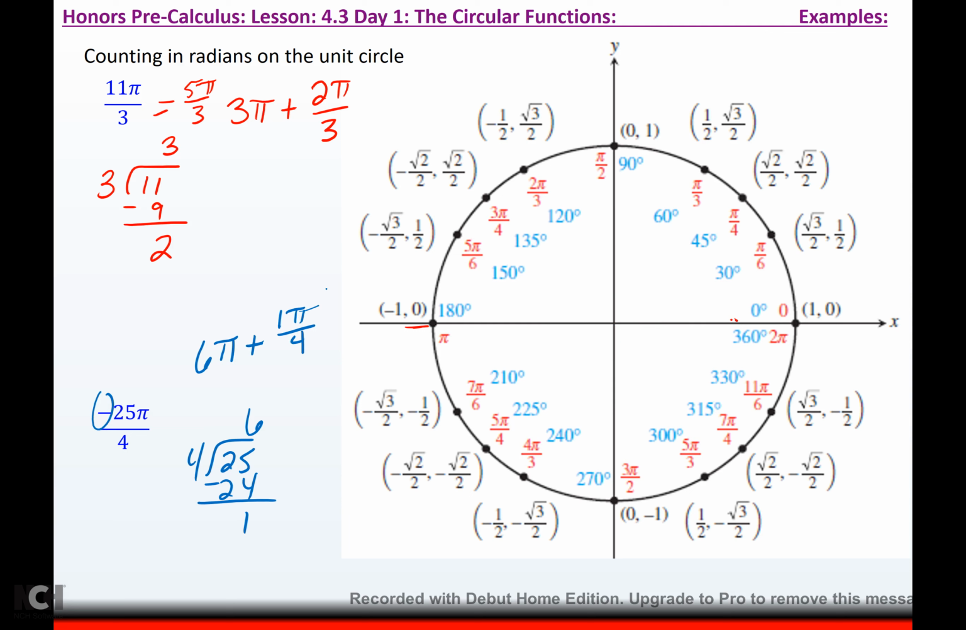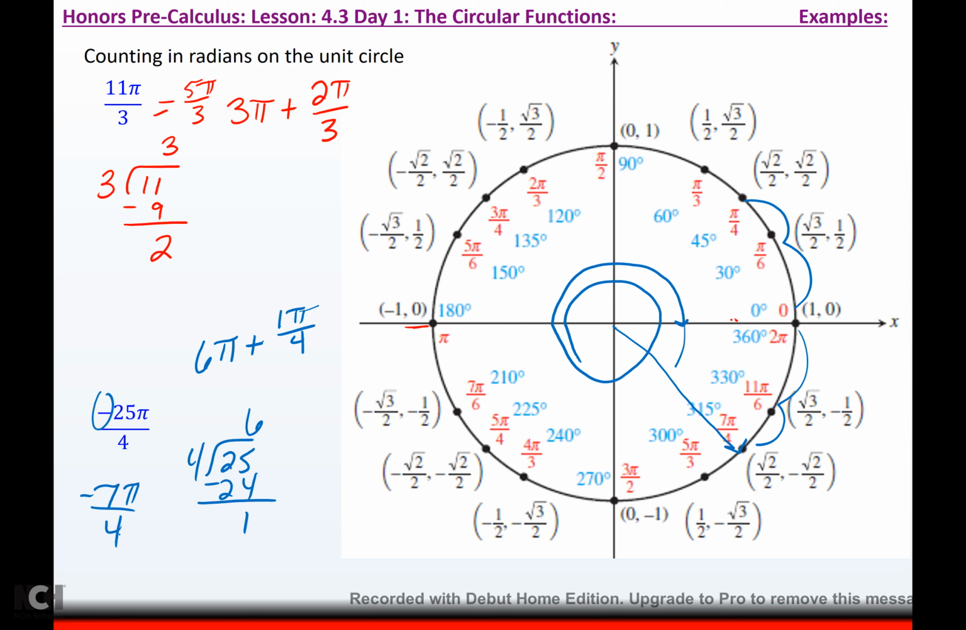Okay? Or you could go backwards. If I went backwards, this would be 1 pi, 2 pi, 3 pi, 4 pi, 5 pi, 6 pi backwards, right? And then I have to go another pi over 4, which is 1, 2 steps. So if I go backwards and I go 2 steps this way, that puts me right here at 7 pi over 4, negative 7 pi over 4.